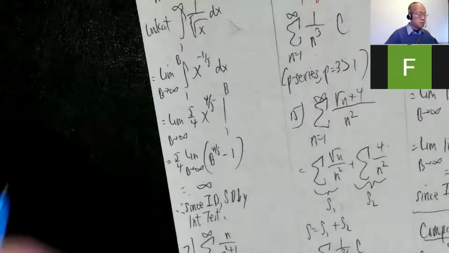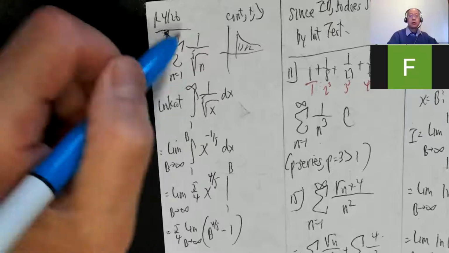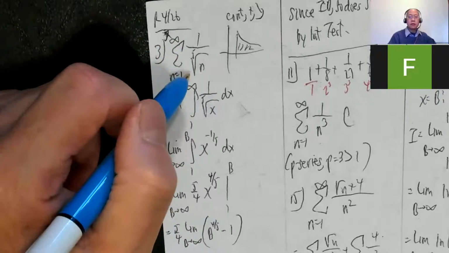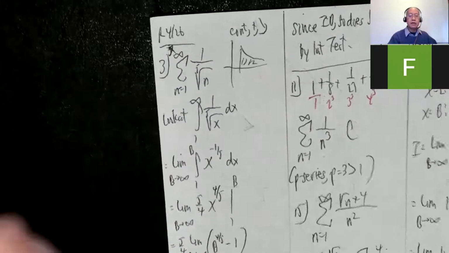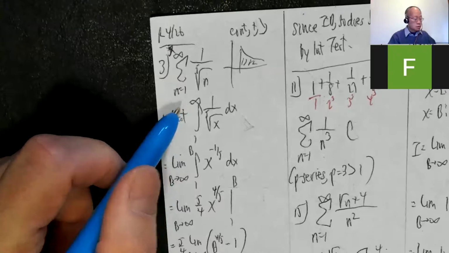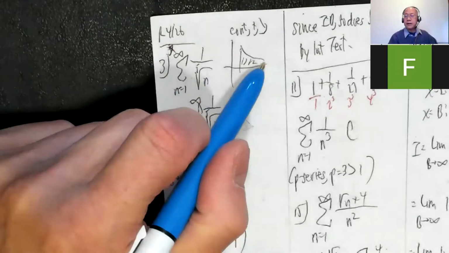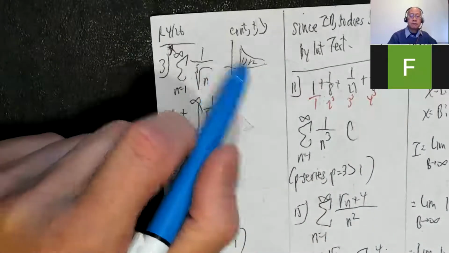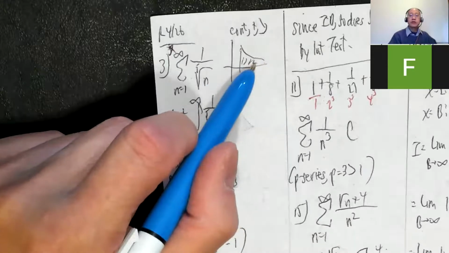Now I'm going to show you problem 3 star. Summation n equals 1 to infinity of 1 over 5th root of n. Now it says do it by the integral test. Graph looks sort of like that. Continuous, yep. Positive, yep. Decreasing, yep. Looks like that. So I can do the integral test.